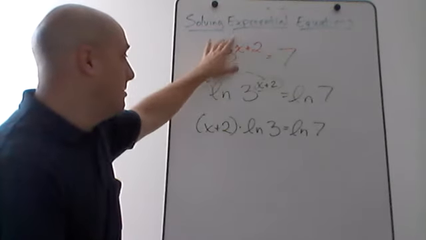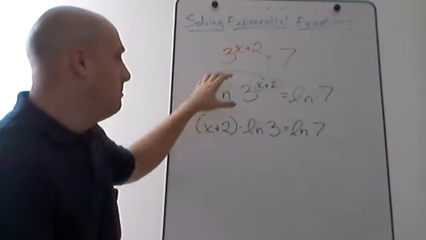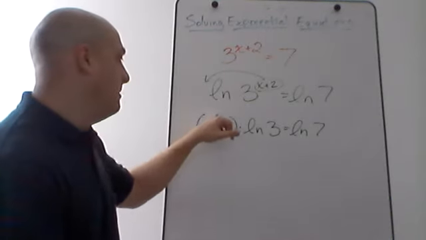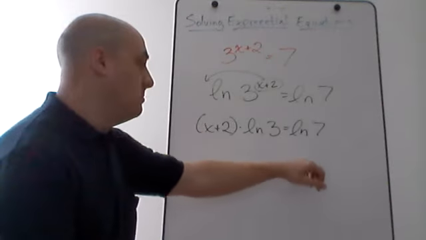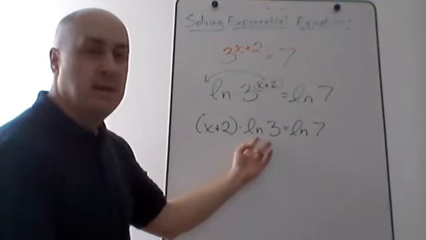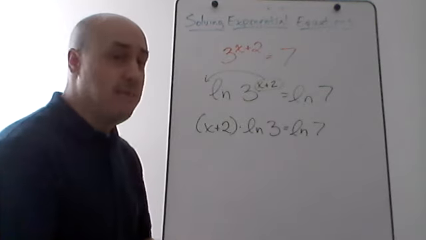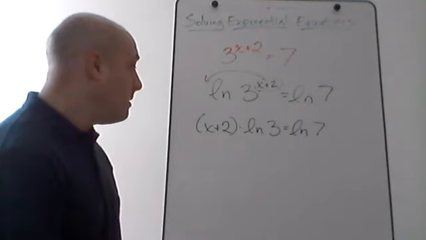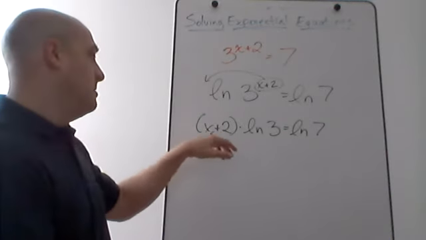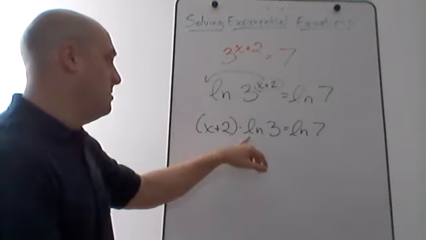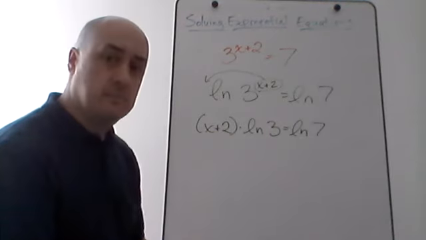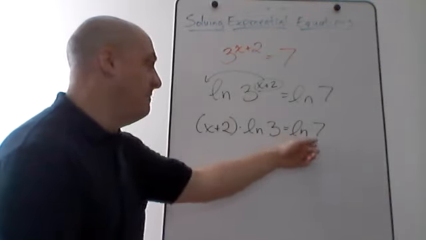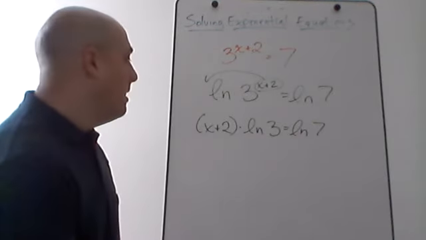I took my exponential equation, put the logs on both sides, brought down the exponent. Now it's just an x to the first power plus 2 times this equals that. And remember, ln of 3 is just some number, ln of 7 is just some number. It's a weird number, but these are just numbers. So you can think of this as 5 times (x plus 2) equals 15. Instead of 5 and 15, we have some weirder numbers there. But that's what we got.